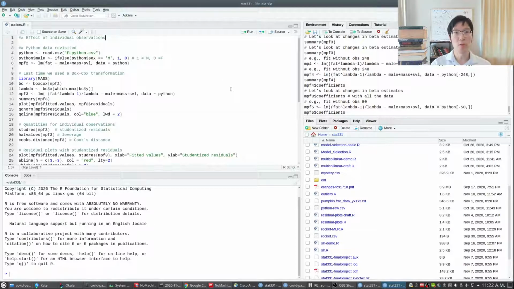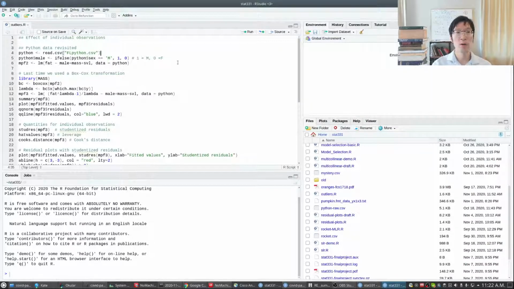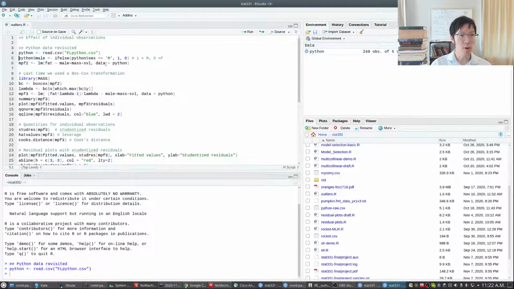Okay, so let's look at these three ideas. We're going to look at studentized residuals and leverage and Cook's distance. So let's load up our Python data sets. Okay, so I'm going to rerun the things I did when we looked at model assumptions and Box-Cox transformation. So I'm going to rerun that code. The first few lines are the same as what we did in our last demo with this data set.